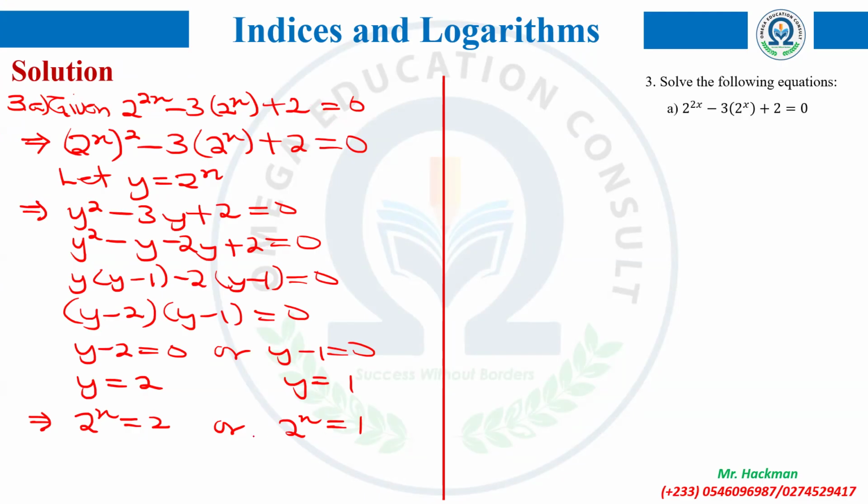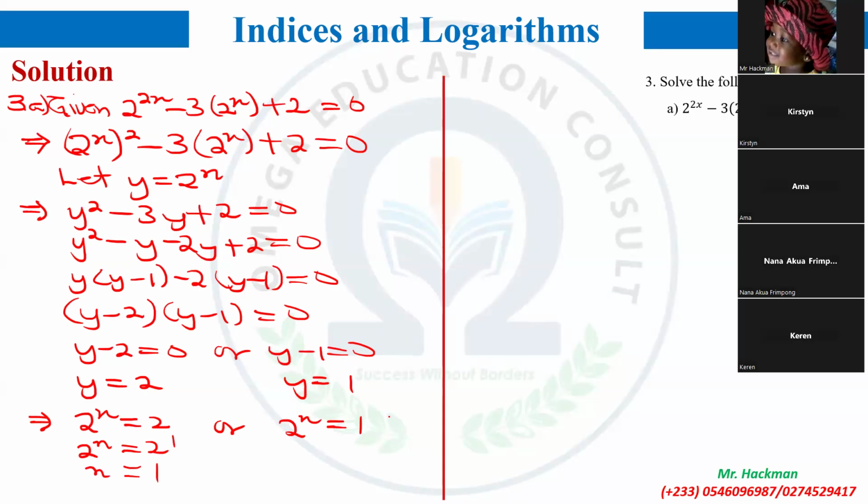Okay, so now what do we do? We know we are dealing with an exponential equation. We are experts in solving exponential equations. So this would be 2^x = 2^1, so x will be equal to 1 here. Is that clear? Okay, and here this will give you 2^x = 2^0, so x will be equal to 0 here. Is that clear?